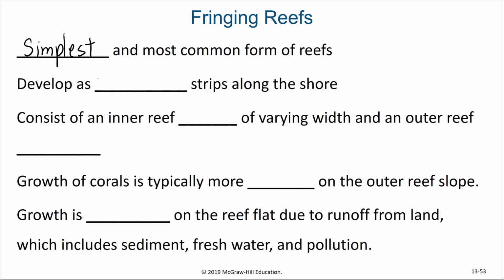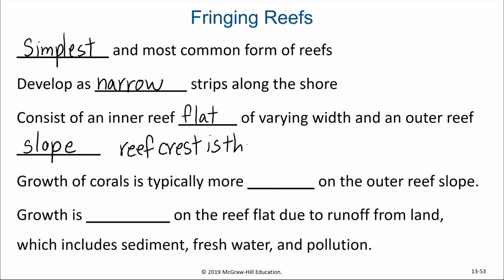They develop as narrow strips along the shore. They consist of an inner reef flat of varying width and an outer reef slope. And between these two, we have the reef crest, with that reef crest being the peak between.